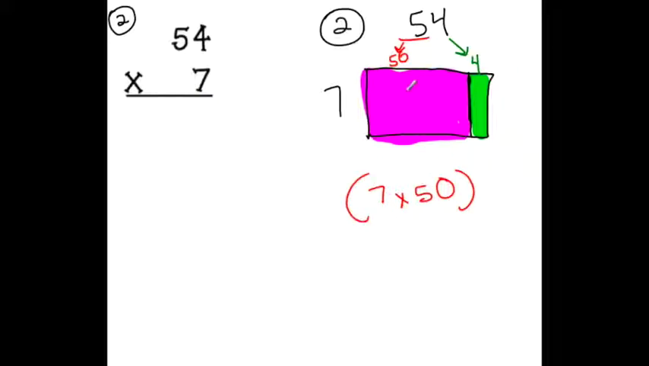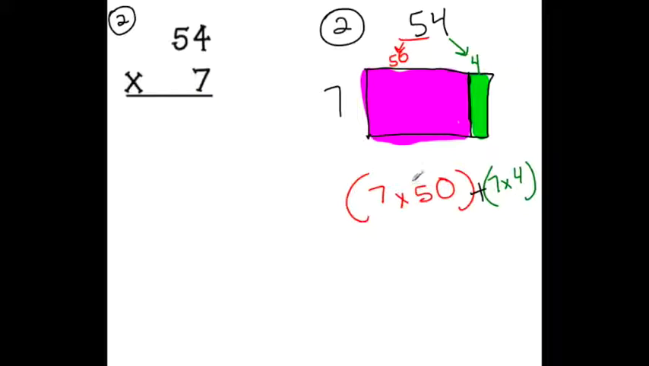That's going to be for the pink square. And then for the green square, I would write 7 times 4. Okay. And what I'm going to do once I find my answer for each of these is add them together. So don't forget your plus sign. So here's my equation. 7 times 50 for the pink square plus 7 times 4 for the green square. Now we can solve it.